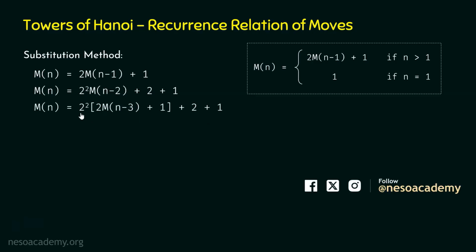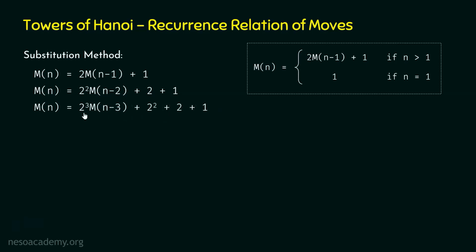Now here we need to multiply 2 square by this term and this term. We will get 2 cube times m of n minus 3 plus 2 square. So this is the expression so obtained: 2 cube times m of n minus 3 plus 2 square plus 2 plus 1. Now the pattern is quite clear.